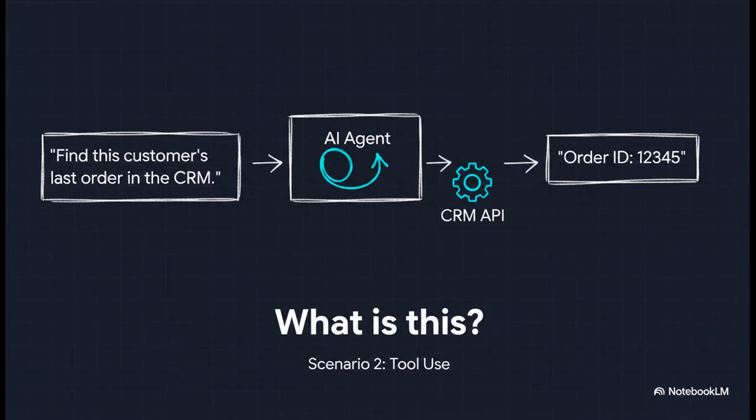All right, scenario 2. Now imagine a system that's plugged into our company's CRM. I give it a simple command: find this customer's last order. It figures out which API to call, it runs it, grabs the order ID, and just hands it back to me. So what do we call that?